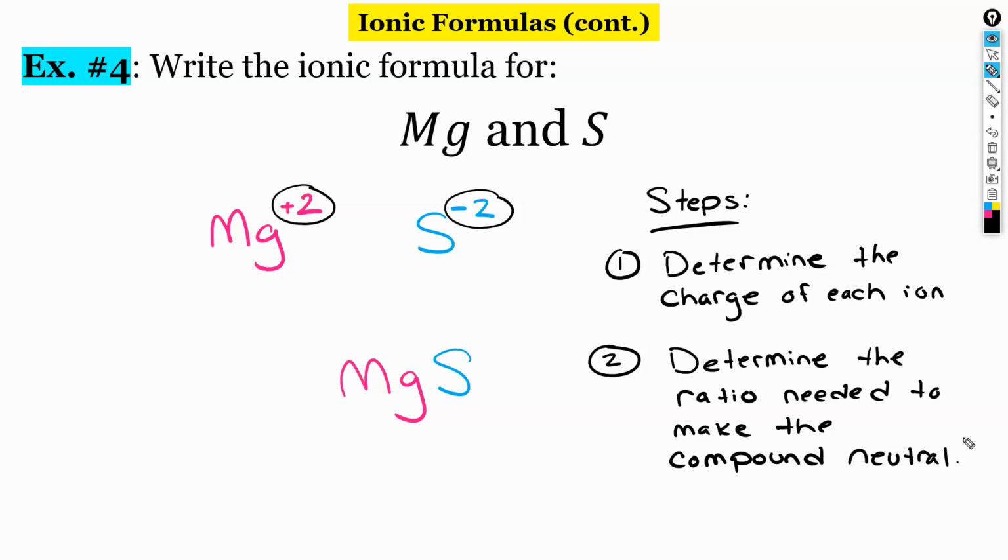Okay, so we looked at the charges. That was our first step. In this case, it was a 1-to-1 ratio. We needed 1 magnesium for every sulfur to cancel out and end up with the neutral compound. But as you'll see in our next example, it's not always that easy, but not too terribly difficult.